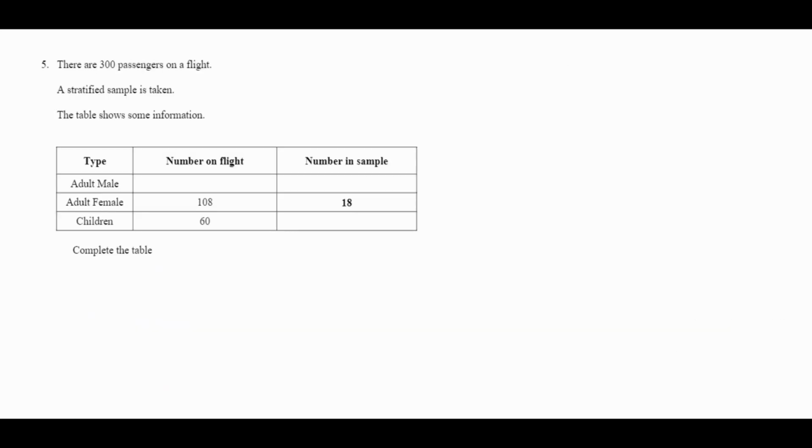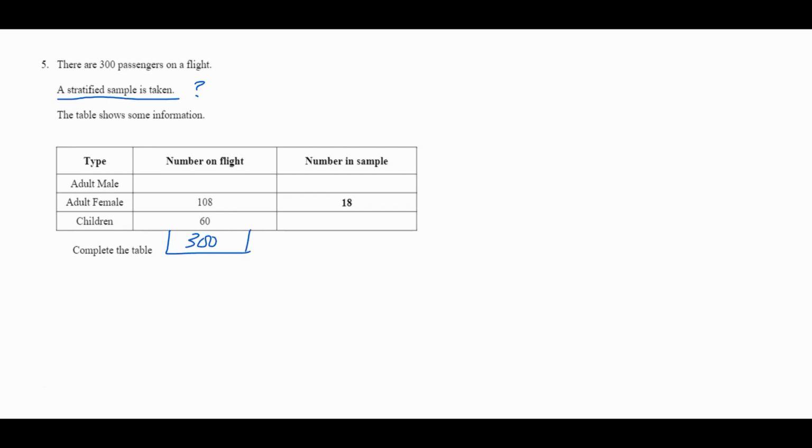Question number 5. There are 300 passengers on a flight. A stratified sample is taken. Here you go, a stratified sample is taken, but they didn't give what the sample size is, 25 or 30. We have no idea. The table shows some information. Complete the table. So the number on the flight is adult female, everything is given, 108, and the number in the sample is 18. Children is 60. So 300 passengers on the flight. So this total is given, 300.